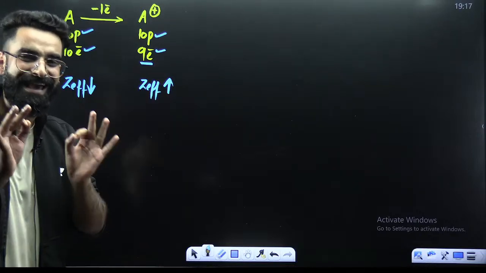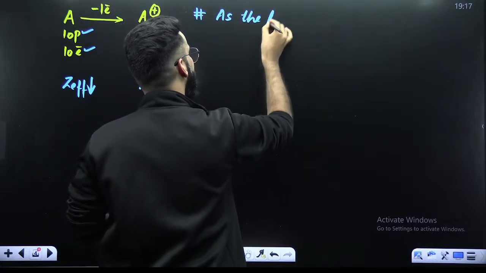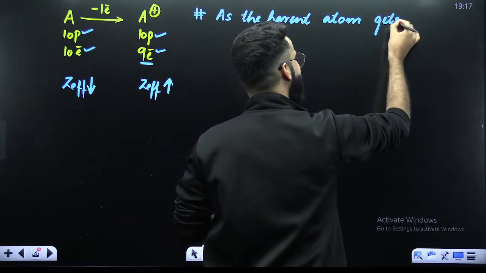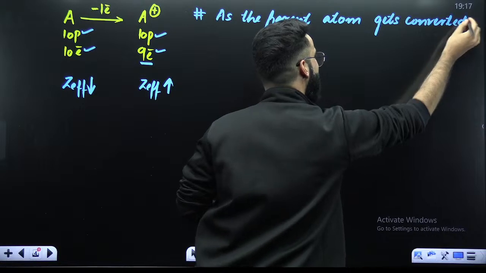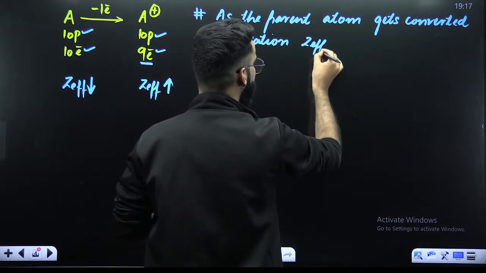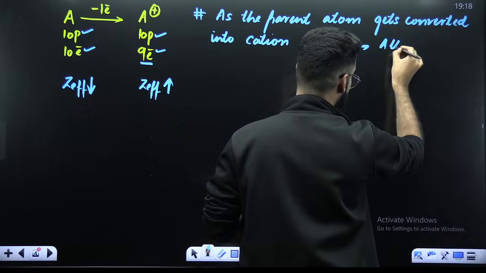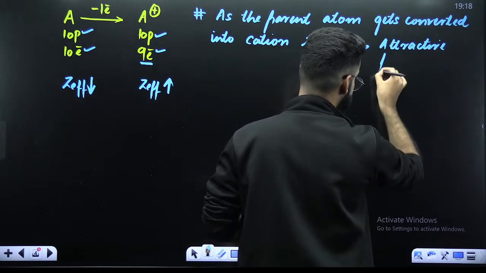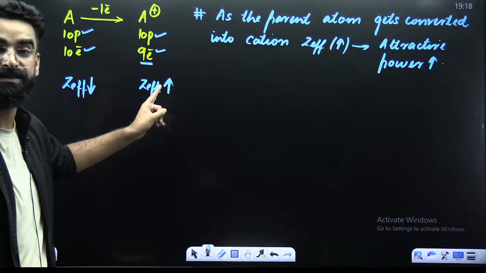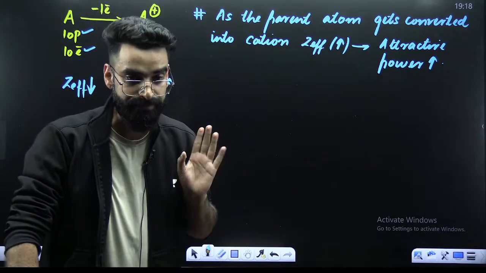Perfect. So my dear students, can I conclude one simple statement over here? Can I say, as the parent atom gets converted into its cation, effective nuclear charge increases. And as the effective nuclear charge increases, can I say indirectly, attractive power also increases? Absolutely, attractive power increases. Right? One simple statement which you are going to remember from now on: when the parent atom gets converted into the cation, its effective nuclear charge increases, therefore attractive power increases. Point number 1.